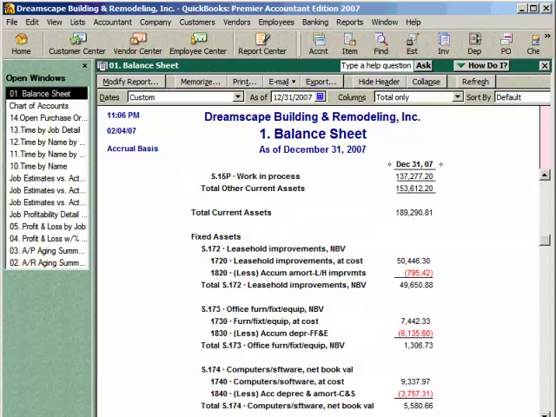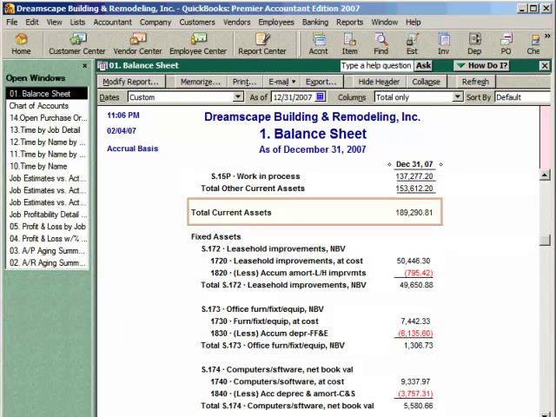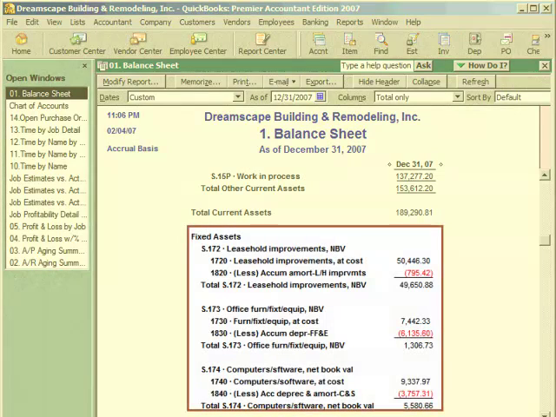And moving down the report, work in process. In construction, this usually represents the cost of spec homes in process or for other construction contracts not yet completed. As an aside, I'd like to mention that sometimes builders or even accountants like to think of this as inventory on hand, but we'd never want to use the inventory feature in QuickBooks to track construction projects. The report then subtotals total current assets.